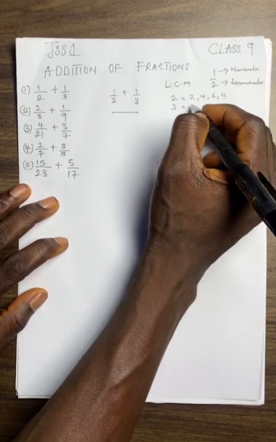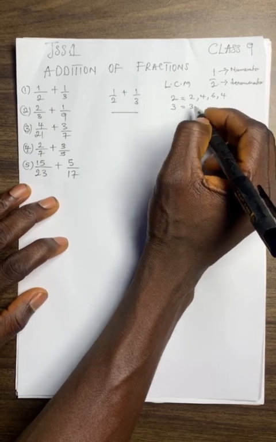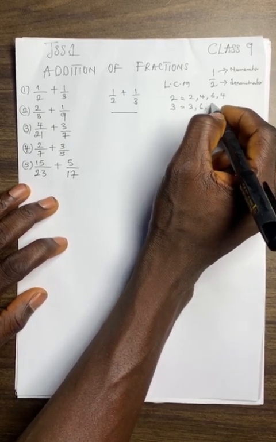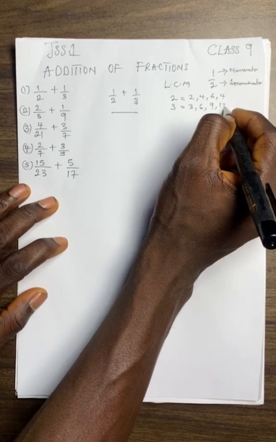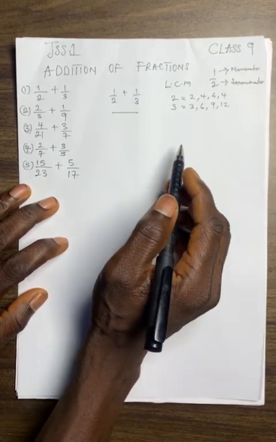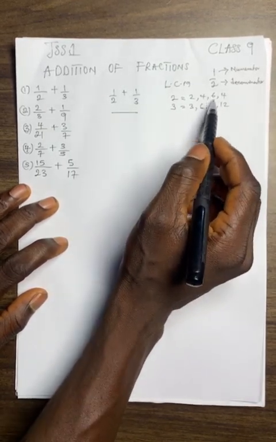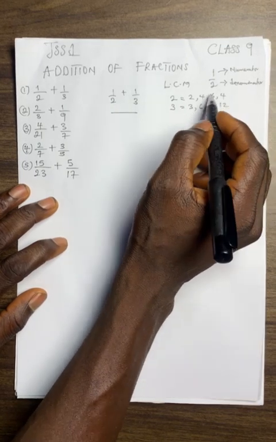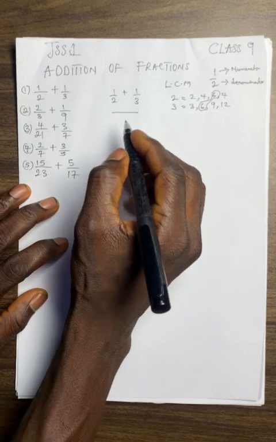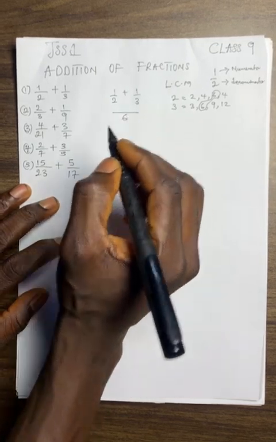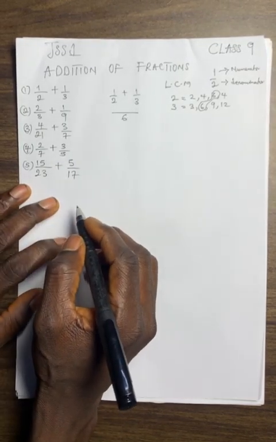The same way we are going to do this one as well. 3 times 1 is what? 3. 3 times 2 is what? 6. 3 times 3 is what? 9. 3 times 4 is what? 12. So the common factor here is what? 6 here. We have 6 here, we have 6 here. So our common factor is 6. So what are we going to do?